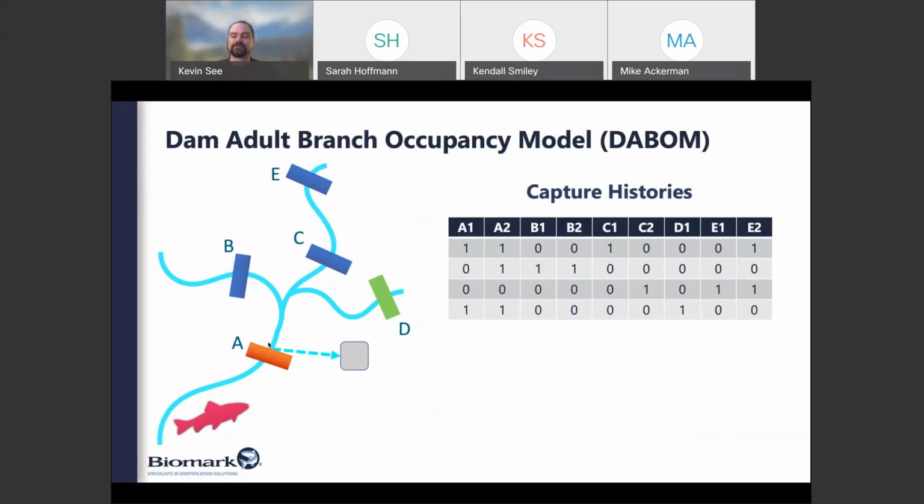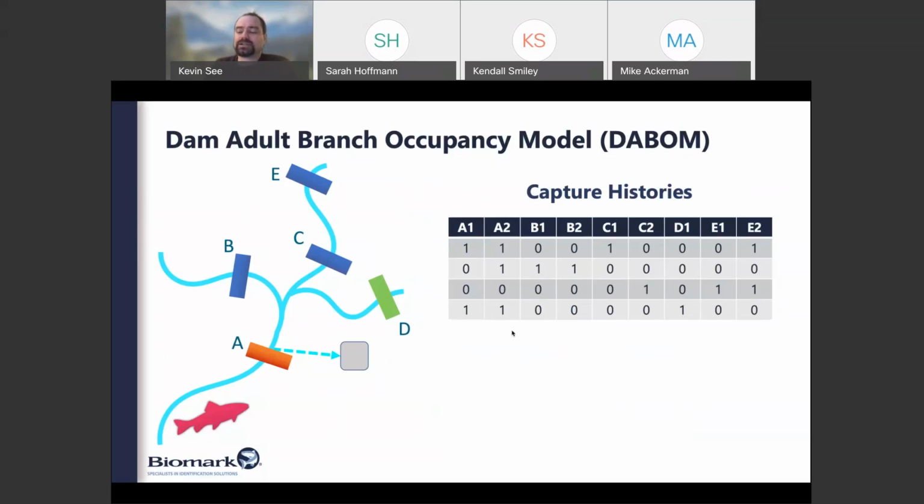Because this is an example of what the data looks like as it goes into the model. It's capture histories, it's ones and zeros. In this case, for our little toy example, each of those double arrays has a column. The two arrays in site A correspond to A1 and A2, and you might see the fish or not on each array, and so forth and so on.